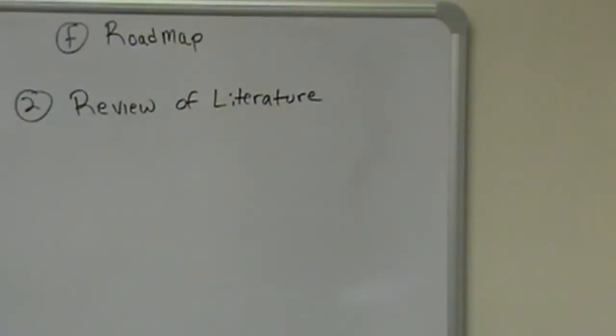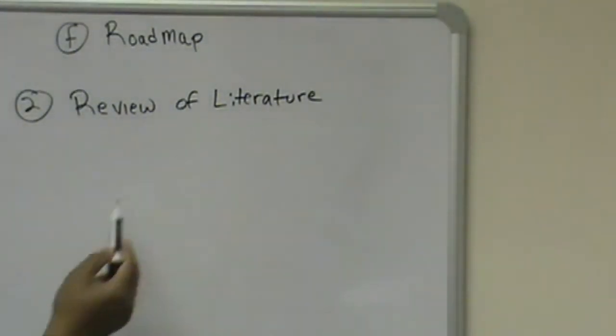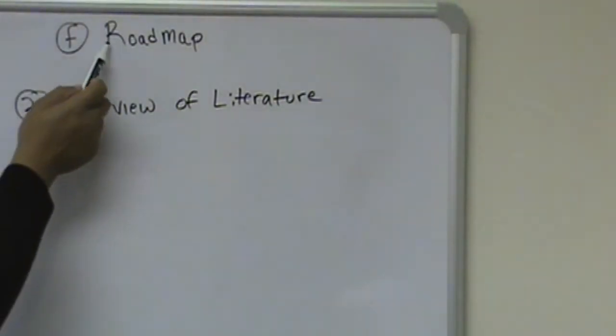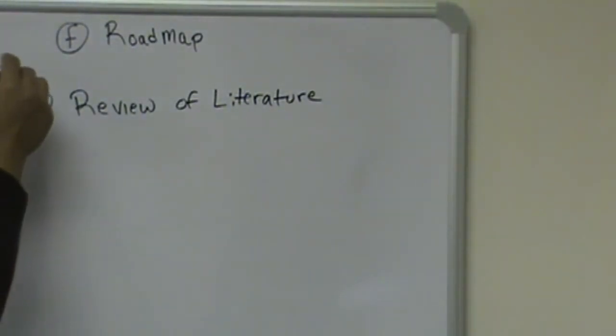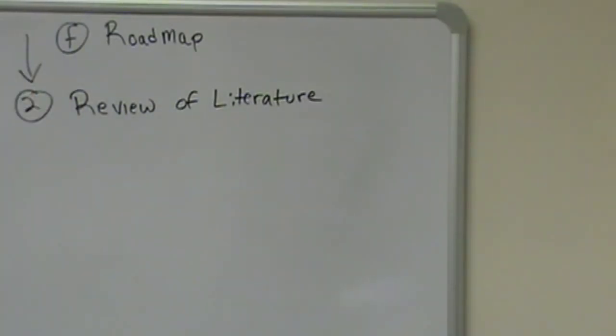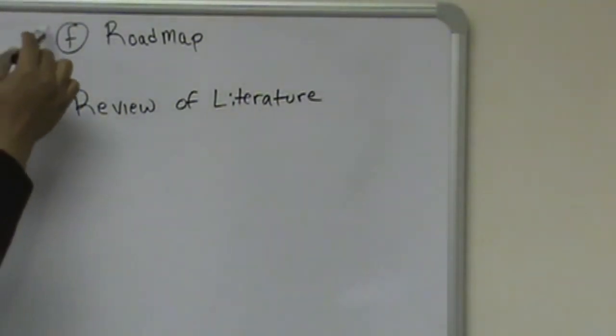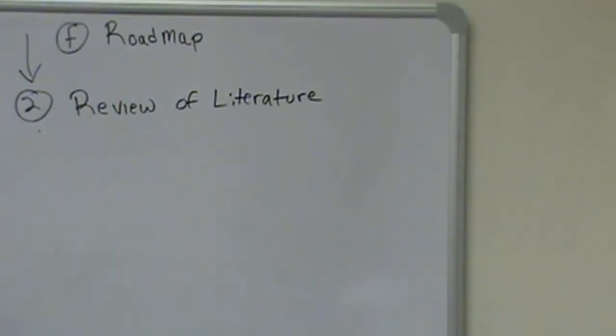Okay, so now we're moving on to the second major section of your introduction, and that's the review of literature. Notice that I did leave the previous component, roadmap, from section 1 of your introduction because I wanted to make the point that this all segues into each other. So this first section segues into the review of literature.